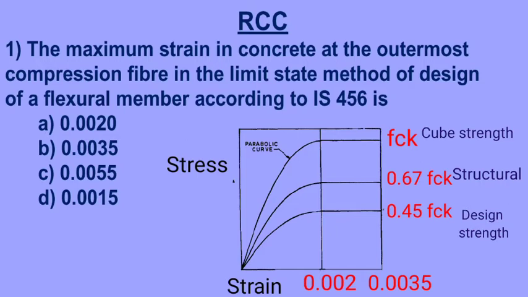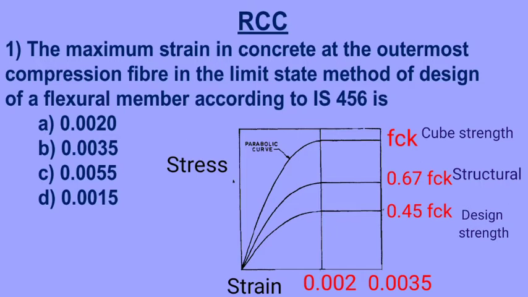The maximum strain in concrete at the outermost compression fiber in the limit state method of design of a flexural member according to IS 456 is 0.0035. Strain at failure for mild steel is equal to fy divided by 1.15 Es, or 0.87 fy by Es. And strain at failure for HYSD is equal to 0.002 plus fy divided by 1.15 Es, or 0.002 plus 0.87 fy by Es.